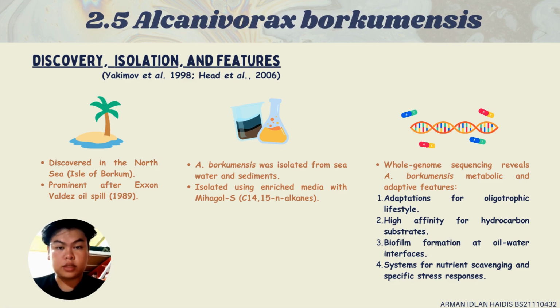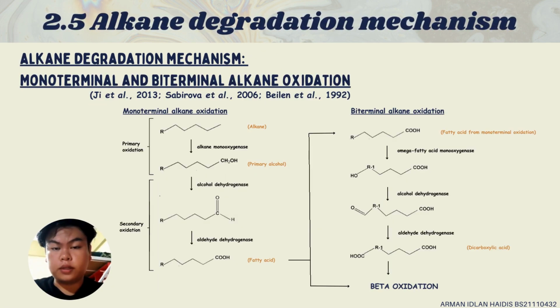Alcanivorax borkumensis oil degradation involves two main pathways, which are the monoterminal alkane oxidation pathway and the biterminal alkane oxidation pathway. In the monoterminal alkane oxidation pathway, the alkane is converted into primary alcohol through the action of alkane monooxygenase. This is called the primary oxidation.